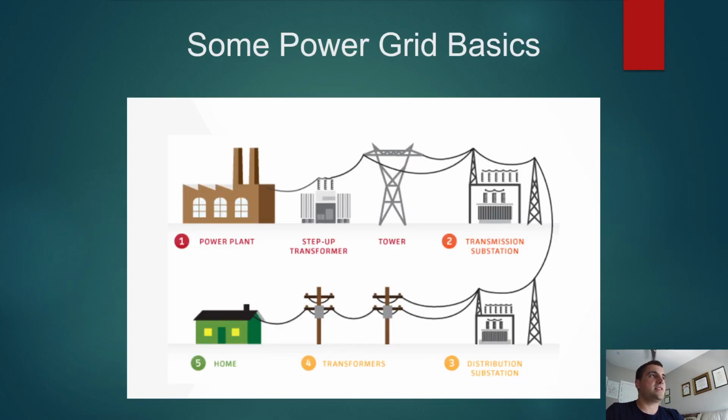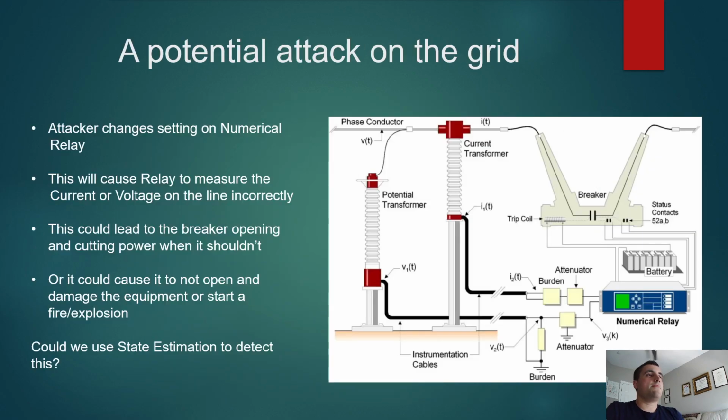So some basics on how the grid works. Power plant makes the power, low voltage stepped up to high voltage, transmitted at high voltage to a transmission substation, to distribution substation, to small transformers on poles, to your house. So a potential attack that we would worry about on a simplified grid like this is an attacker going after something like a numerical relay.